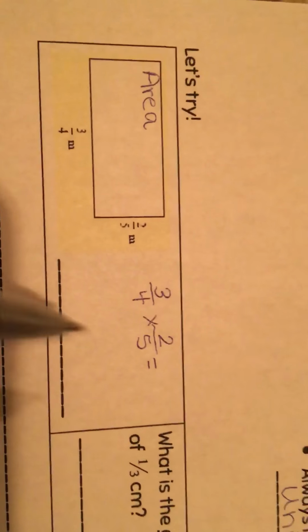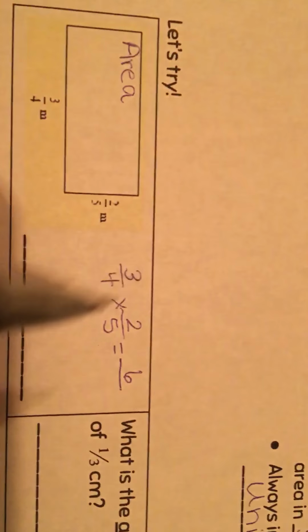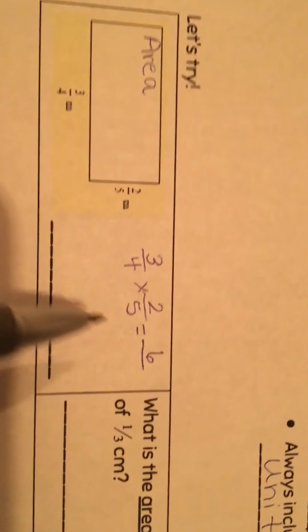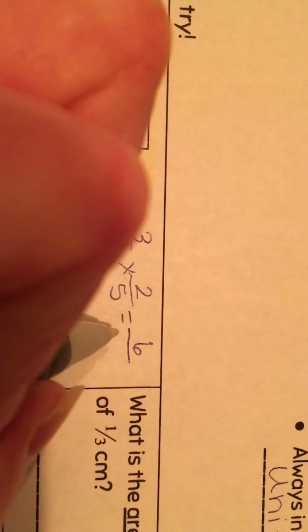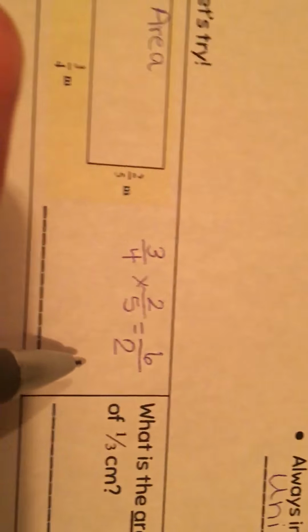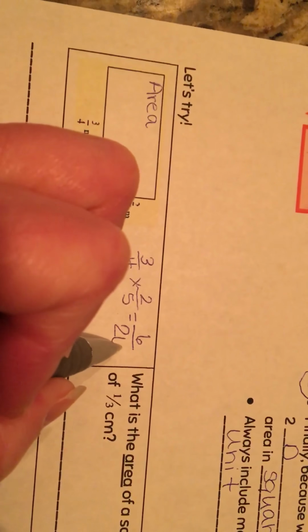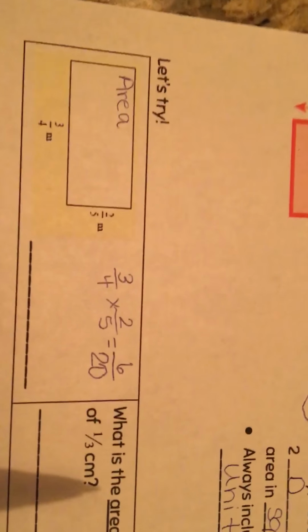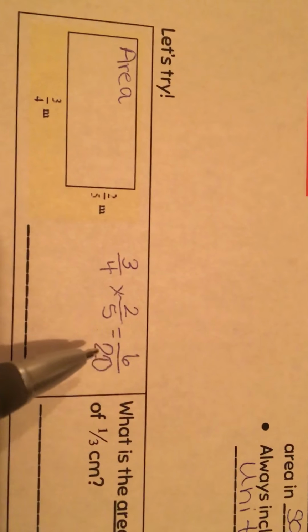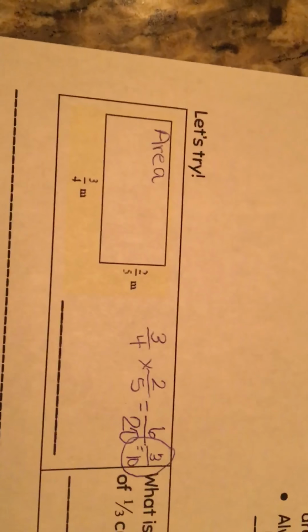And when we multiply 3 times 2, we get 6. And when we multiply 4 times 5, we get 20. Okay? And always we reduce. So both of these can be divided by 2. So 6 divided by 2 is 3. And 20 divided by 2 is 10. So 3/10 is what our answer is going to be.